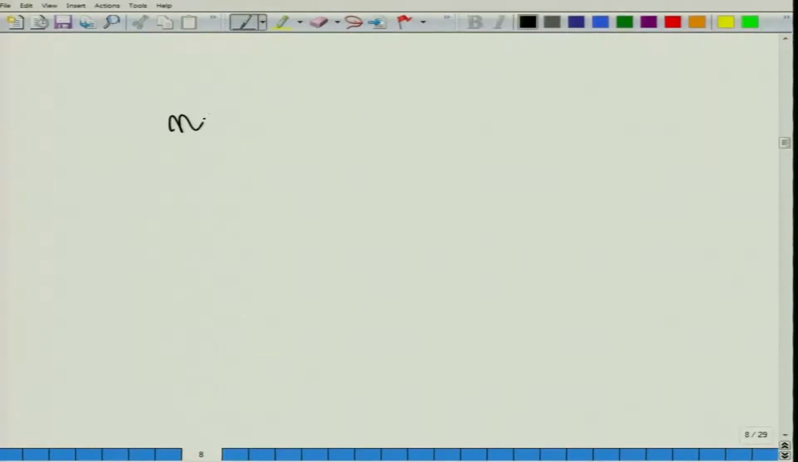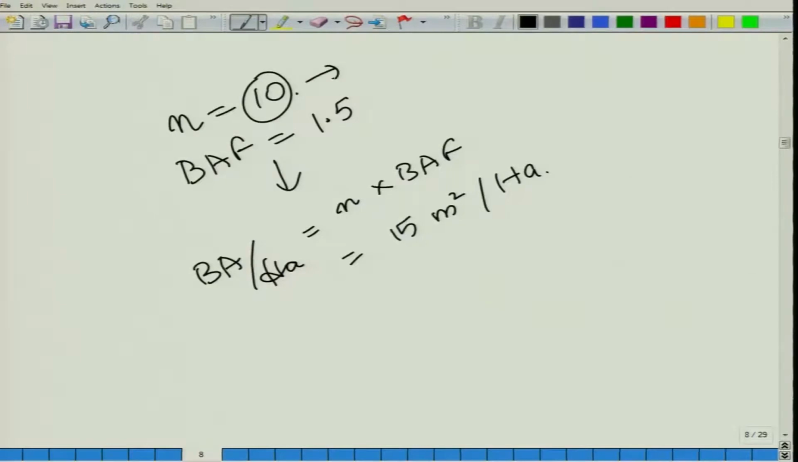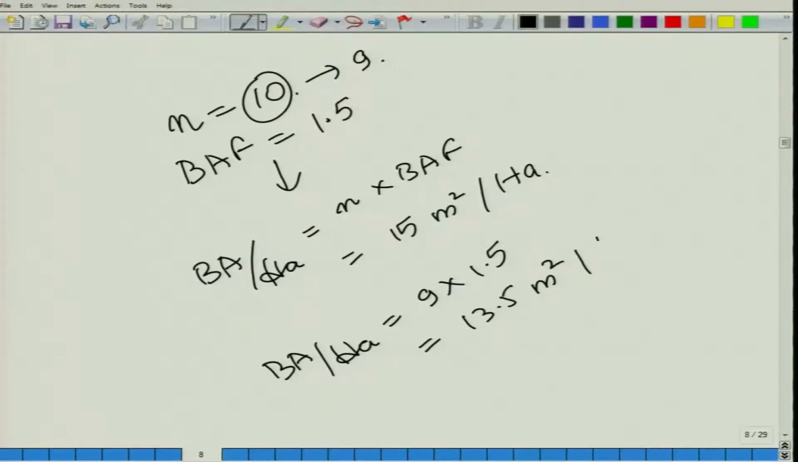Now, suppose you had n equal to 10 and a basal area factor of say 1.5. So, what is the basal area density? Basal area per hectare will be n into BAF, which is equal to 15 square meters per hectare. Now, suppose you took just one reading wrong. In place of 10, suppose you took 9. What would be the basal area per hectare in that case? It would be 9 into 1.5, which is 13.5 square meters per hectare.